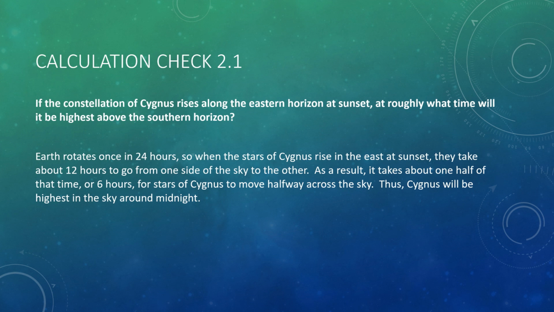Right? So let's, again, say sunset's at about 6 p.m. We know the Earth rotates all the way around once in 24 hours, which means the stars of Cygnus would take 12 hours to go from rising in the east to setting in the west. So it takes 12 hours to complete its circuit across our sky. So for it to go half that motion to be highest above the horizon, that would take half of that 12-hour time, or 6 hours. So we would see this at about midnight.